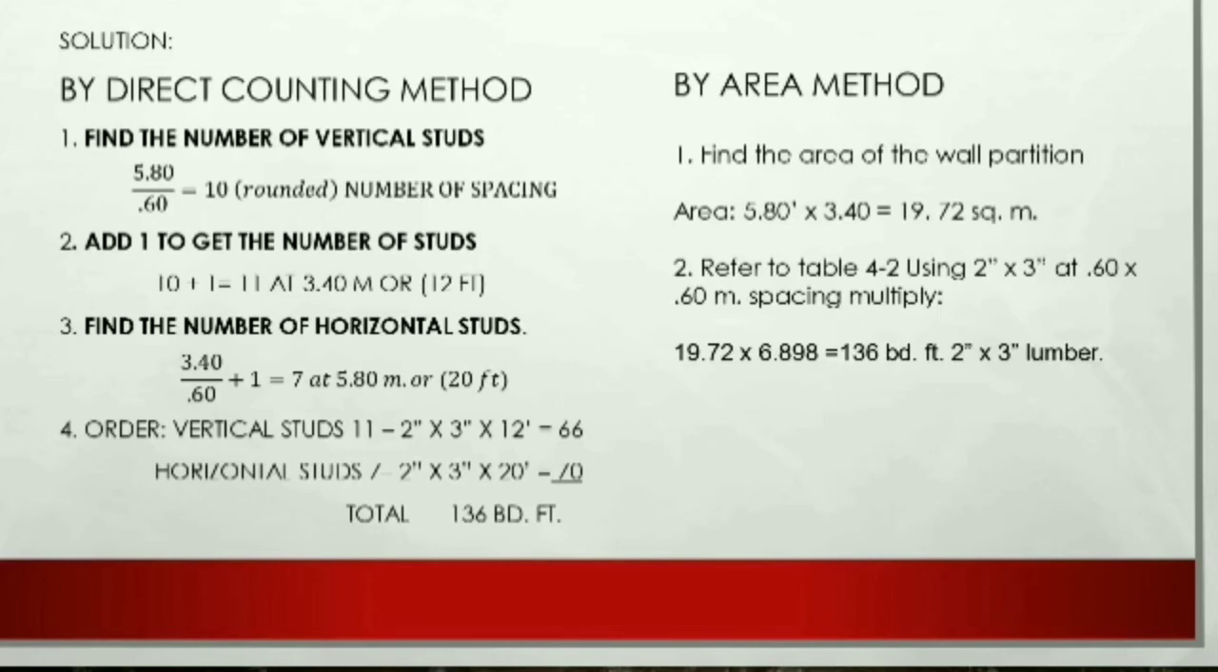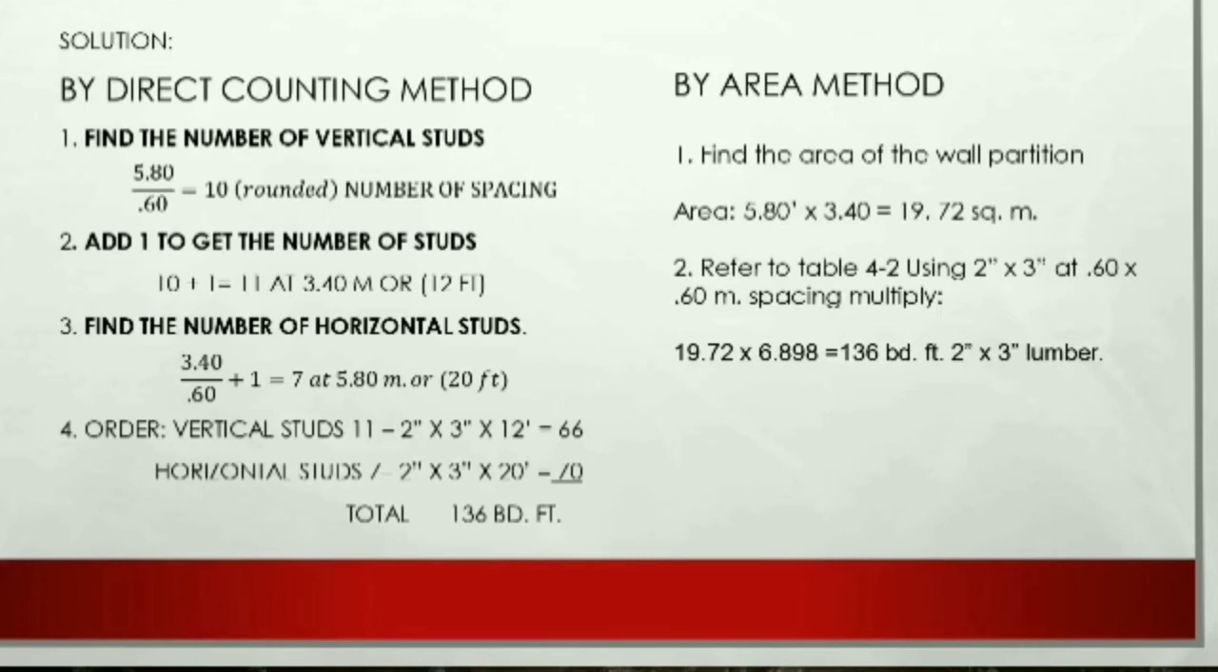Second, we must find the number of horizontal studs. So you just have to divide the measurement perpendicular to the horizontal studs over the spacing, and add 1. So 3.40 over 0.60 plus 1 is equal to 7 at 5.80 meters or 20 feet.